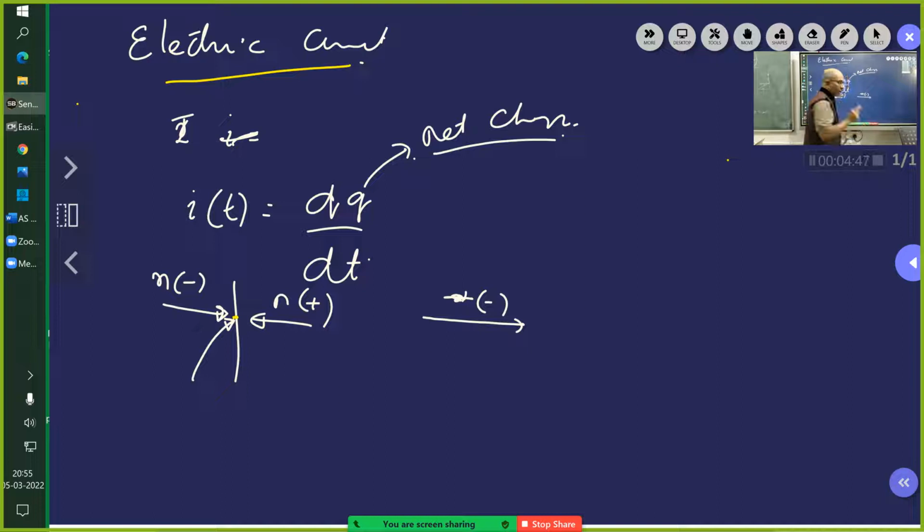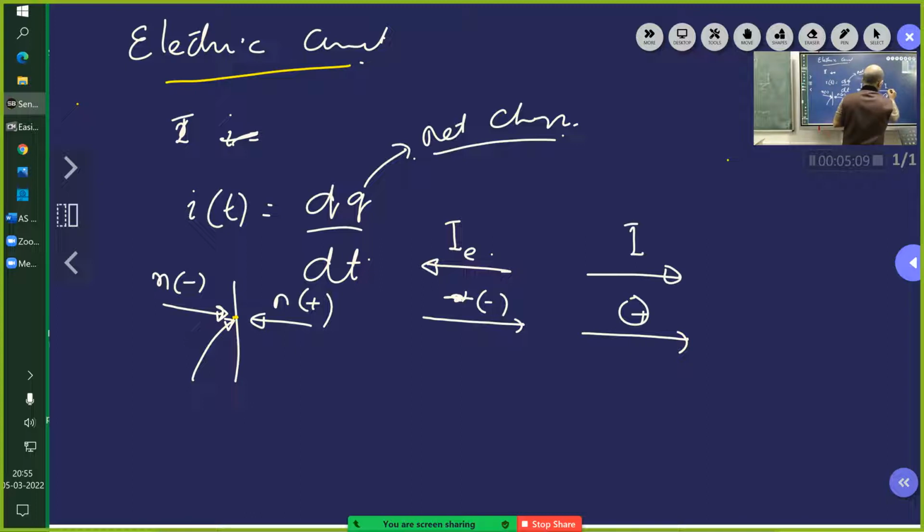Then conventionally, see the current is by convention. What is the conventional current? Negative charges are moving like this, then the conventional current is in this direction. However, if positive charges are moving in this direction, then the conventional current is in this direction, high potential to low potential. Now don't bring all those things here. When I am talking about this, don't bring any potential at all here. It's a very concentrated concept. I'll get back to it.